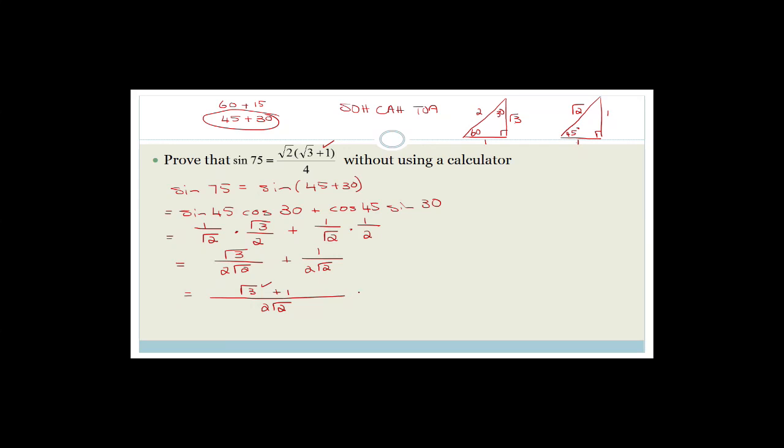But if I rationalize the denominator, if I multiply both the top and the bottom by root 2, what happens? Well, root 2 is just multiplied by the whole of the top, so I end up with root 2 times root 3 plus 1. Yay! All over 2 times root 2 times root 2. Root 2 times root 2 is 2. So it becomes root 2 bracket root 3 plus 1 all over 4. Yay! I've just proven it.